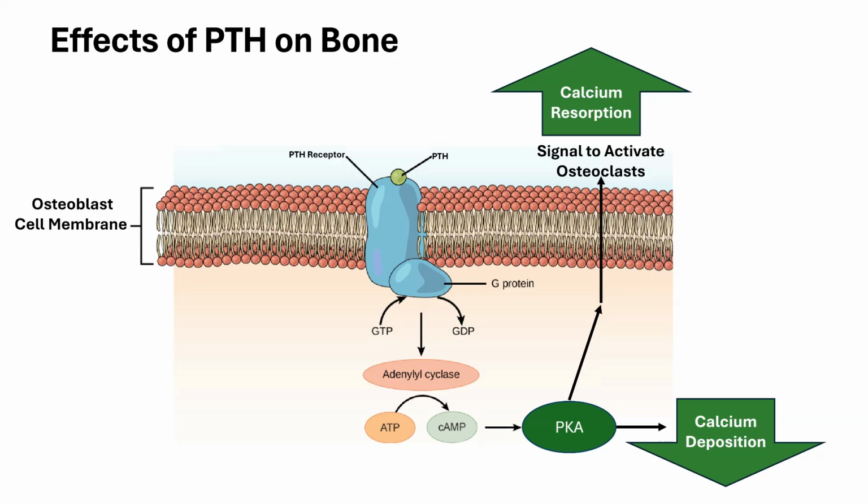However, PTH binds to receptors on osteoblasts rather than osteoclasts. Activation of these receptors stimulates the cyclic AMP and protein kinase A signaling pathway, leading to two major effects in osteoblasts. PTH directly decreases calcium deposition and stimulates osteoblasts to produce intercellular signaling molecules that stimulate osteoclast activity to increase bone resorption. Breakdown of hydroxyapatite releases calcium and phosphate into the bloodstream.